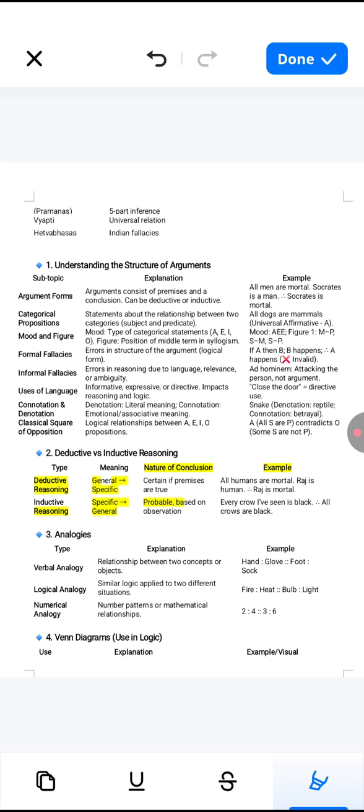Next we have anupalabdhi, which means non-apprehension. For example, knowledge through non-perception, such as not seeing a book on the table, so it is not there. Next we have anumana, which means inference in Indian logic. We have five components of anumana.